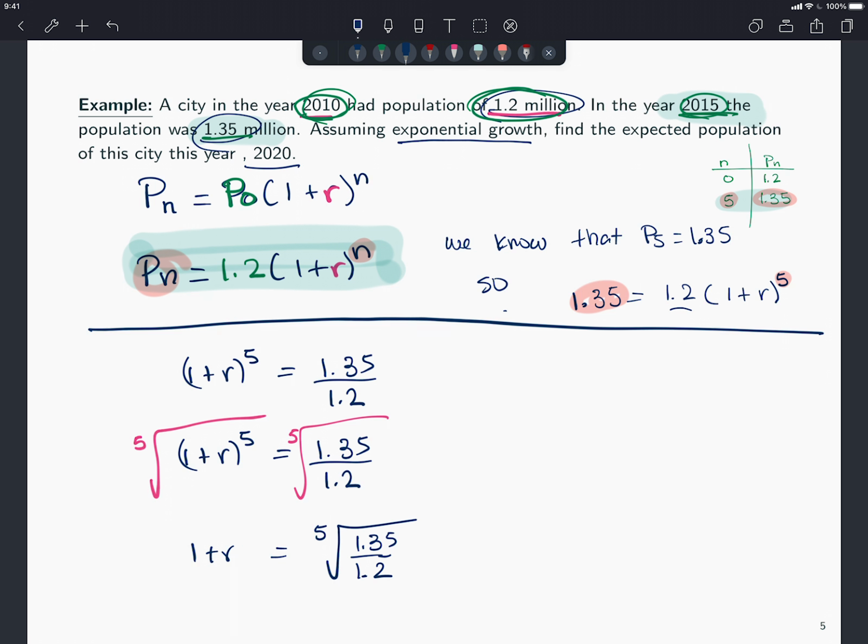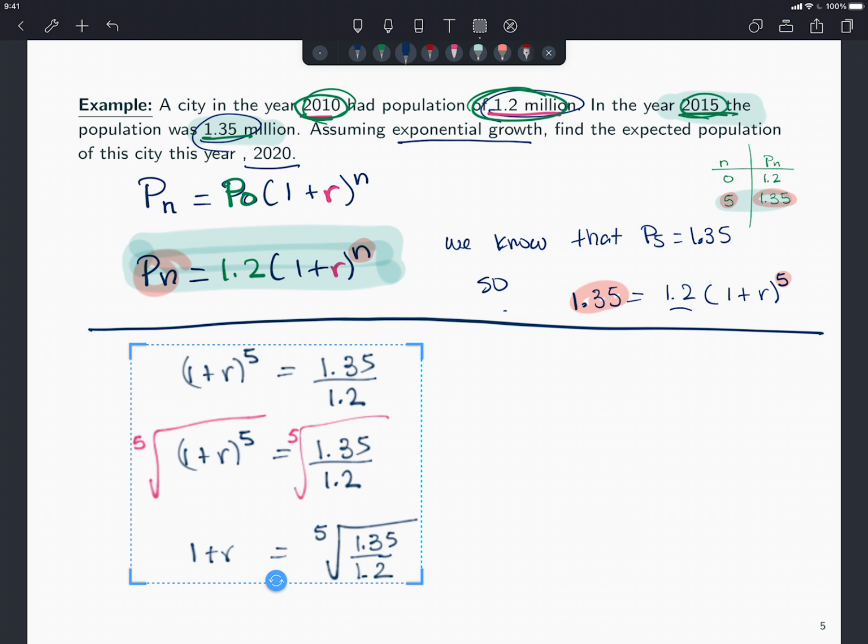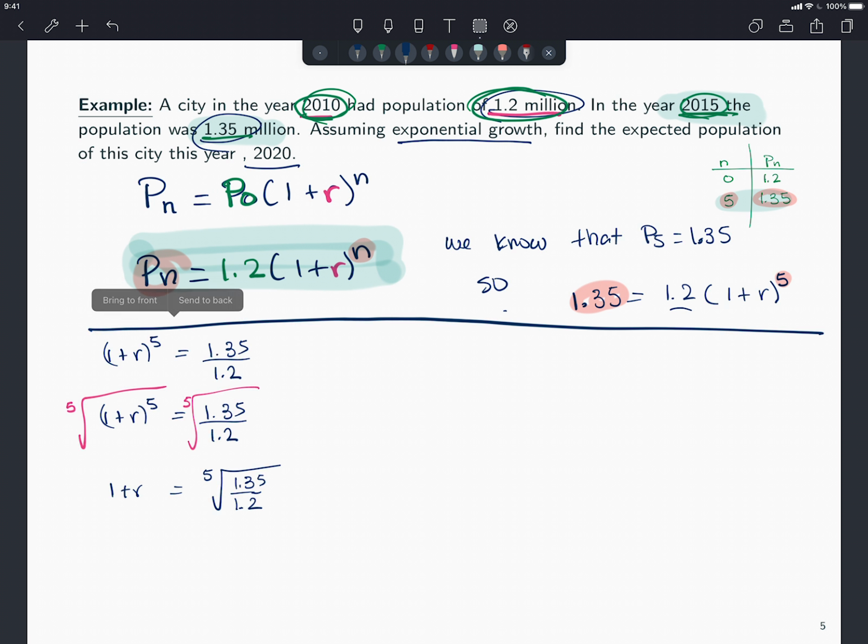So the last thing I need to do, of course, is subtract a 1, and I know what r is. My last step is going to be that r is the fifth root of 1.35 divided by 1.2, minus 1, correct? Because this is 1, I'm going to be subtracting that 1 from both sides.